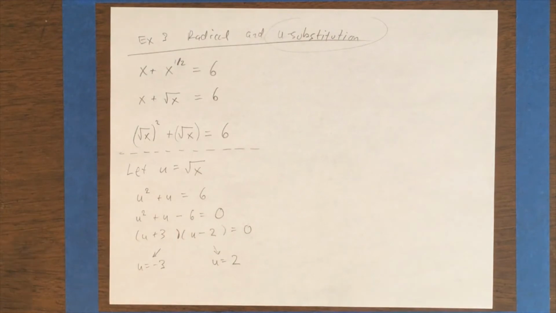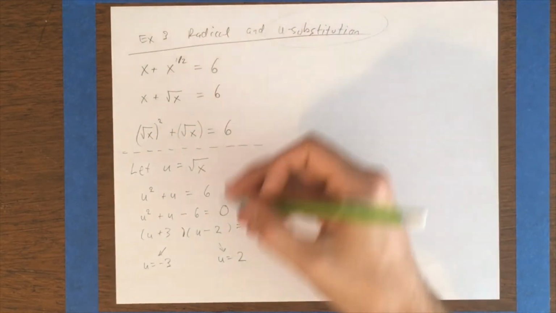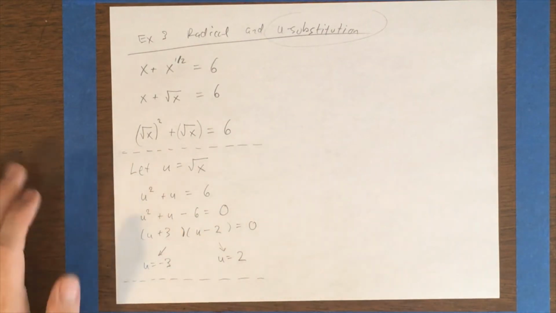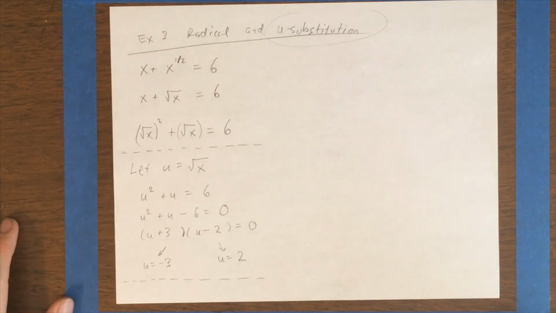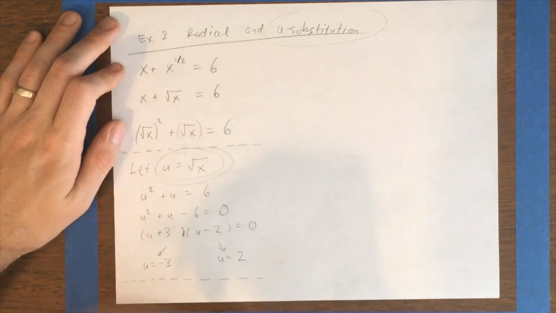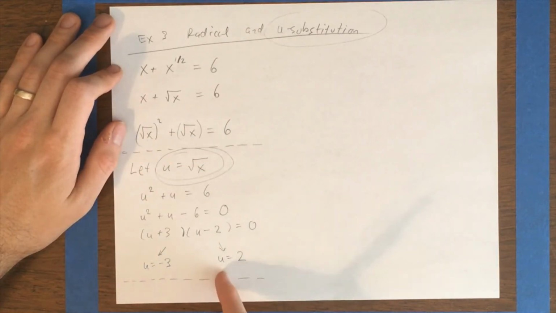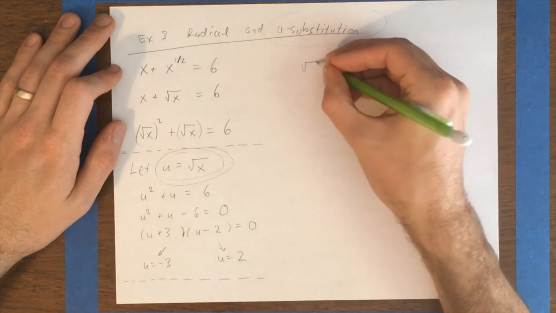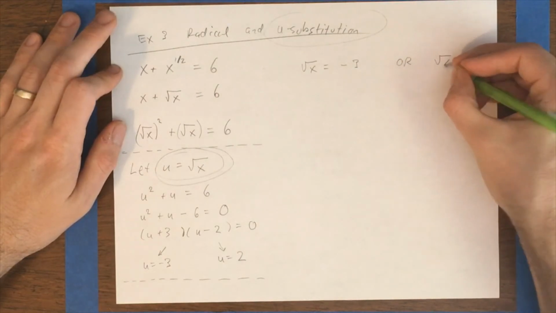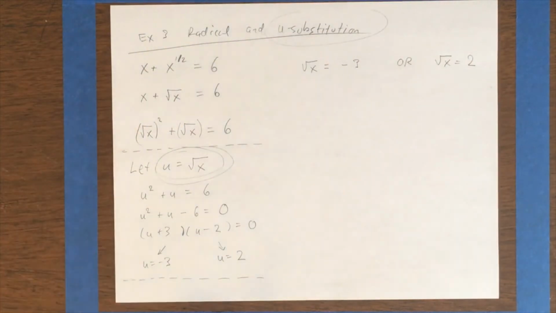So here are two possible solutions for the value of U. But we're not done solving our original equation, because our original equation was in terms of x, right? So what we need to do now is undo our substitution, go back to the world of x, and figure out what x would have to equal. Recall this relationship: U is the square root of x. So if U is equal to either -3 or 2, then the square root of x is equal to either -3 or 2, right?